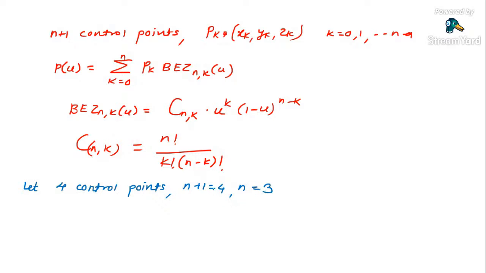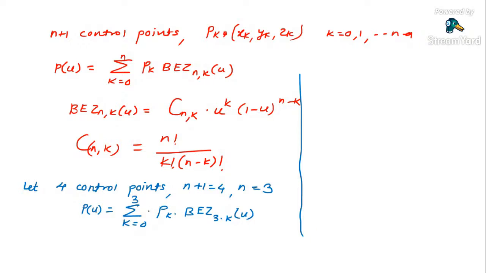Okay, n plus 1 is equal to 4, so that n is equal to 3. Now put those values into P of u, so that P of u will become summation k from 0 to 3 of P_k times Bezier of 3 comma k of u, correct. Now we will have P of u in expanded form for 4 control points.